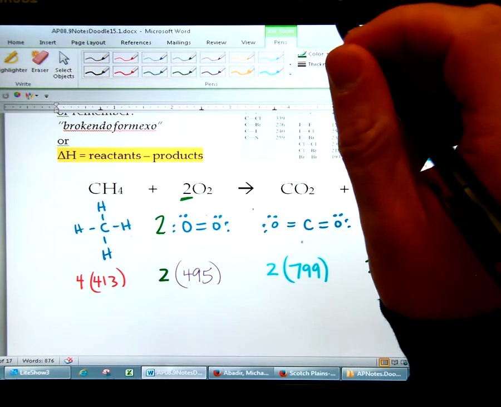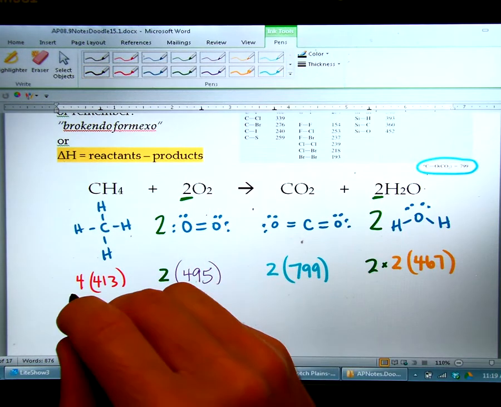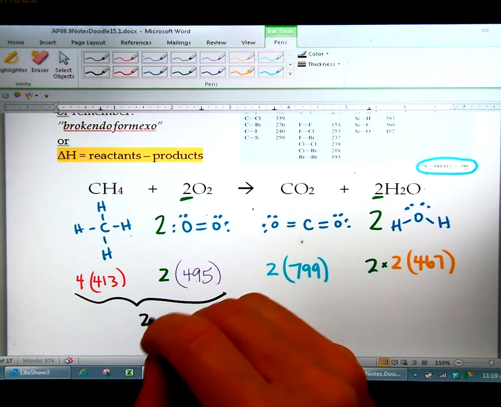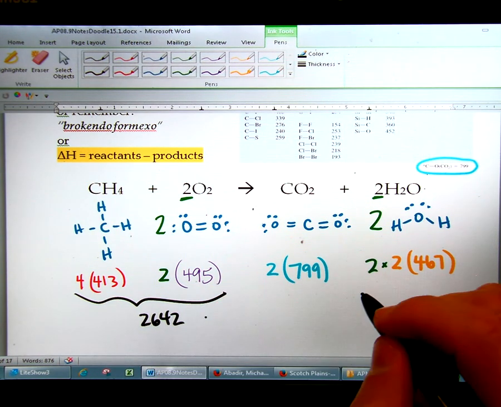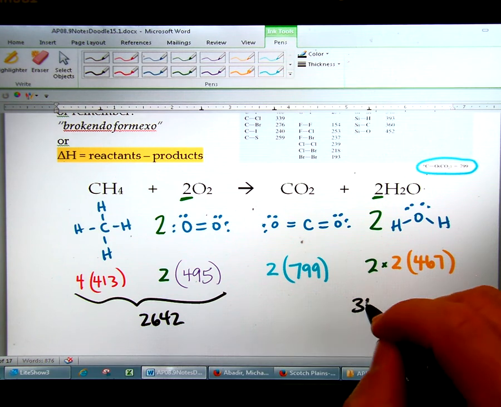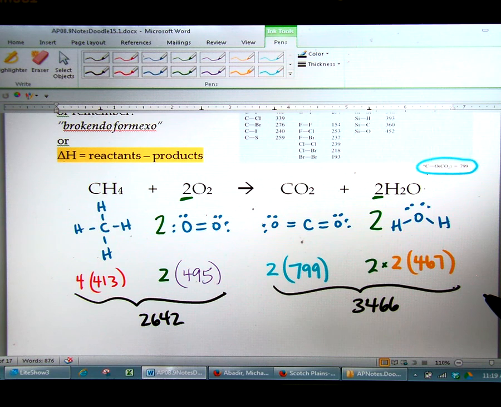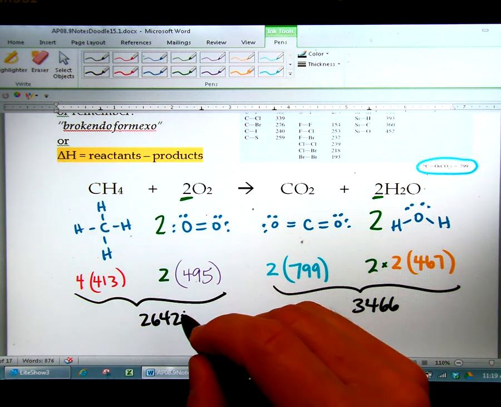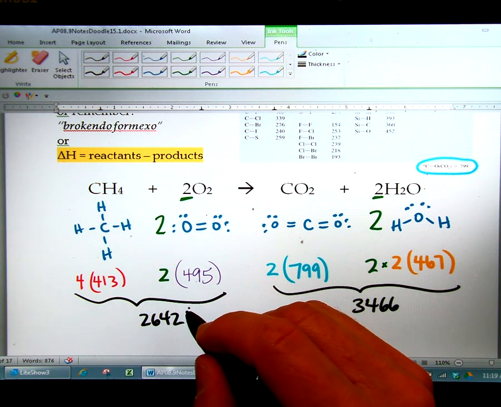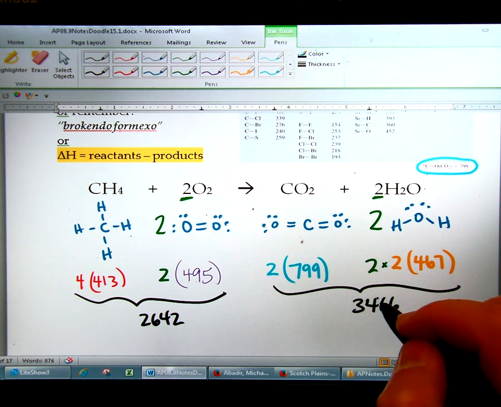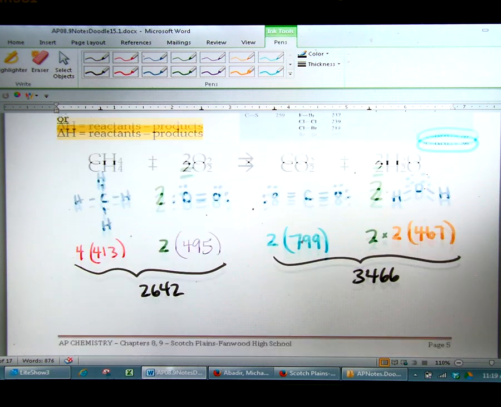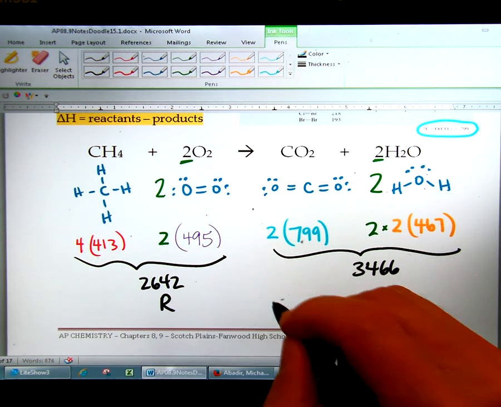So you're going to whip out your calculator. You're going to figure out all of the totals for each side. The total for this is 2642 kilojoules. The total for this side is 3466 kilojoules. And so we're going to realize that we're going to release energy. We're going to release energy because this has more stored energy. So when it has more stored energy in the bonds, it will be an exothermic reaction. And so the way you do it is reactants minus products.